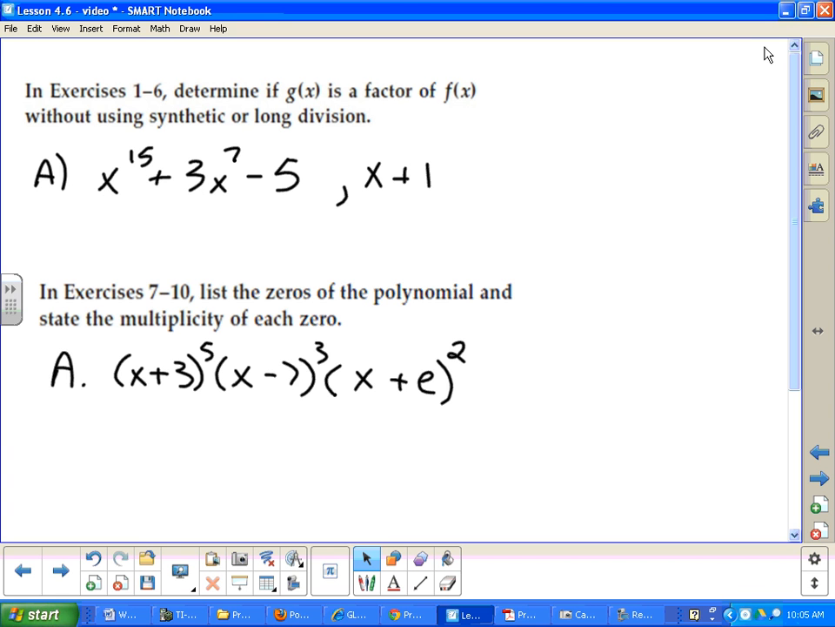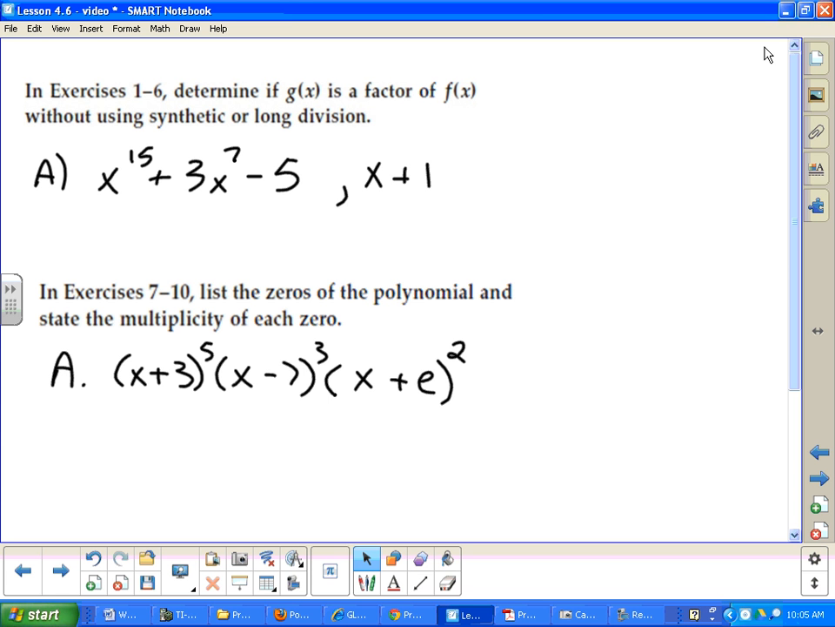Okay, so we're going to work on lesson 4.6 now. Lesson 4.6 is called the fundamental theorem of algebra. We are basically going to be working with factors and whether factors are zeros or not. And then when we find the factors, or if we find the zeros, we're going to talk about how we can write it in factored form. So that's what we're going to do right now. We're going to work on just some of the basics of that, and then we'll do a couple of examples for you.